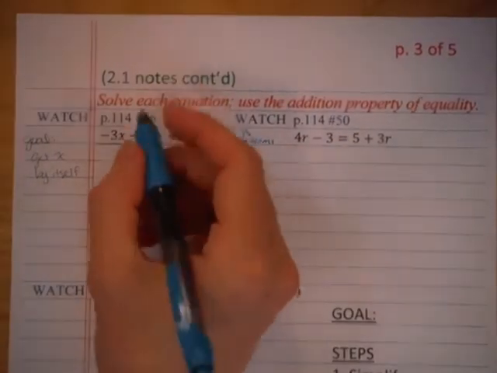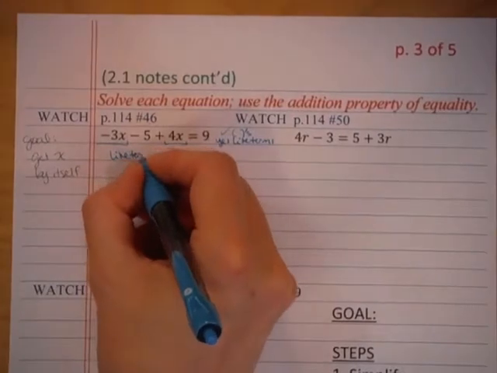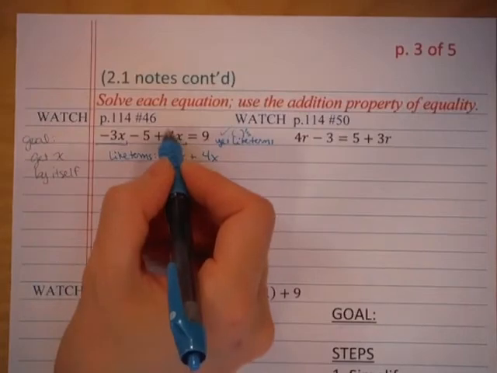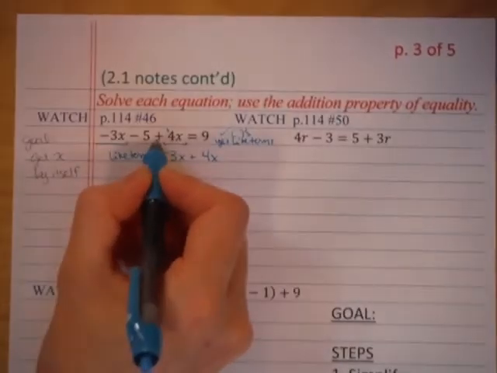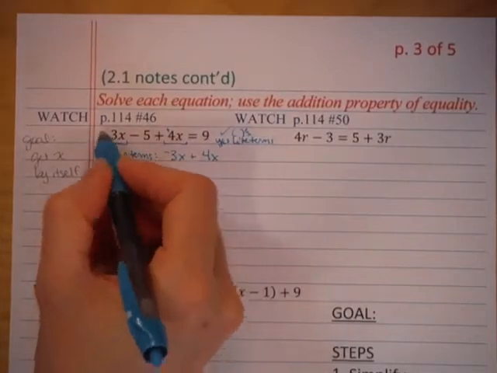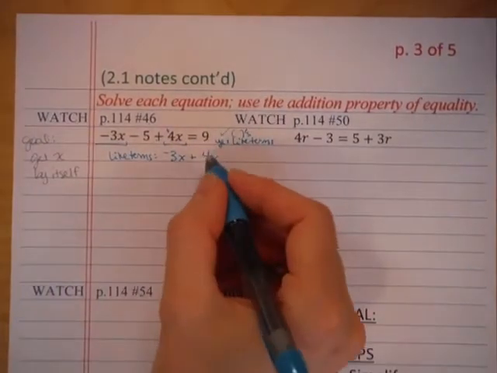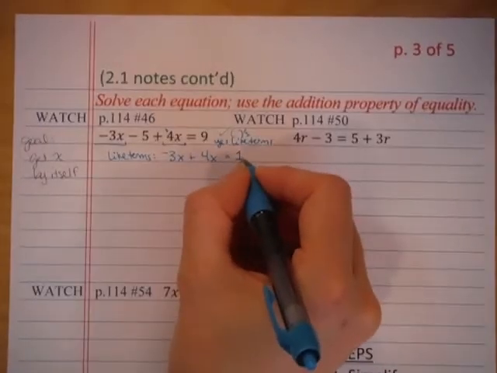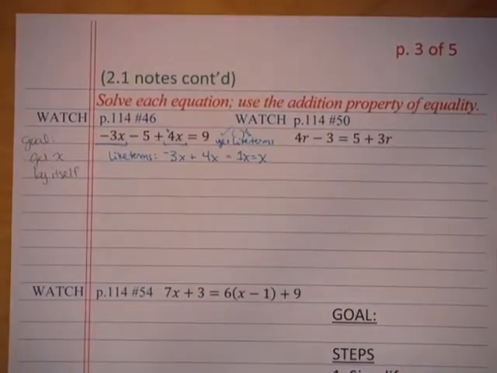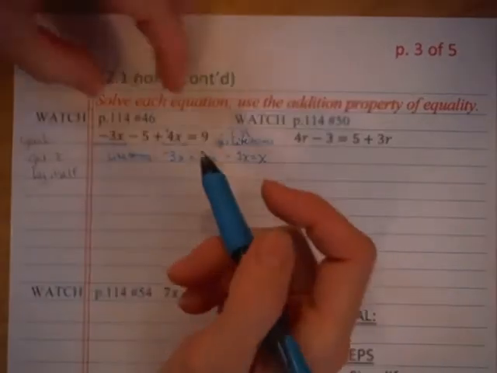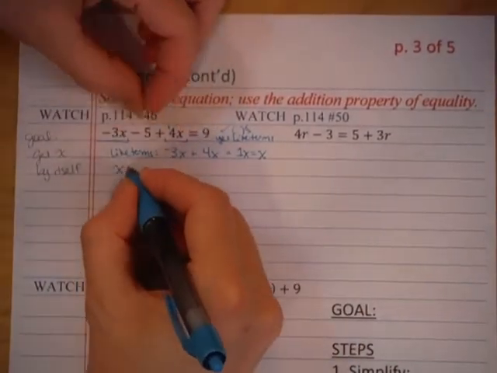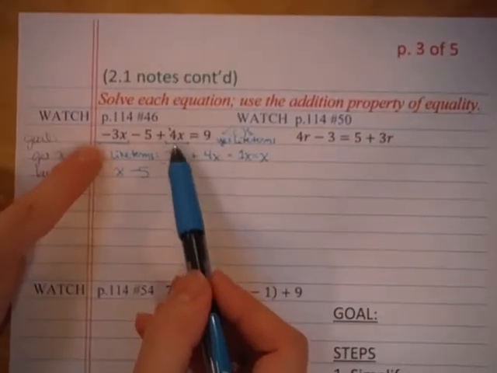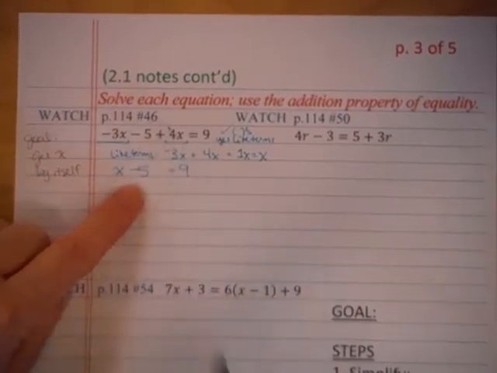So we're going to go ahead and do that. Negative 3x plus the positive 4x. I know it's positive because there's no sign in front of it. It's being added, so I'm free to move things around because of the plus sign here. So I add those together. Negative 3x plus 4x is going to be a positive 1x, or just x. And now I can rewrite my equation as just x, still have the minus 5, equal to 9. Okay, so the negative 3x and the 4x became x, and then I bring down everything else.